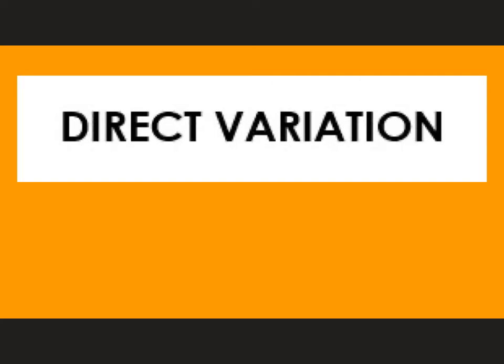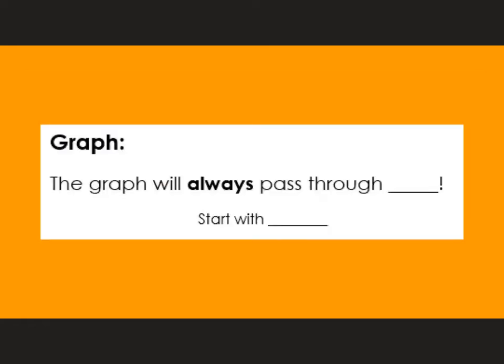All right, ladies and gentlemen, let's look at direct variation again. This time we will be looking at a graph. Our graph will always pass through 0, 0, or the origin, because it always starts with 0.